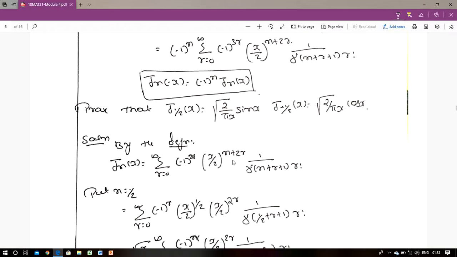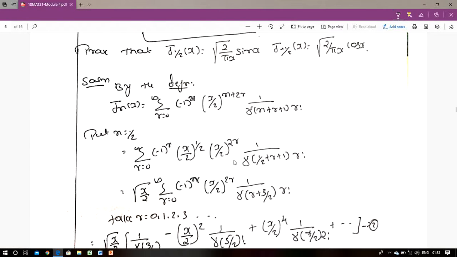Next we come to one problem that depends on the Bessel function.